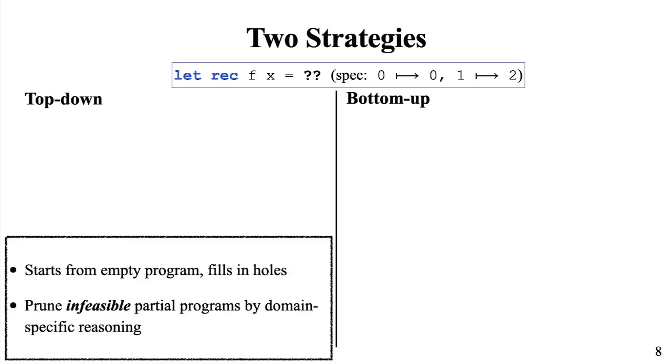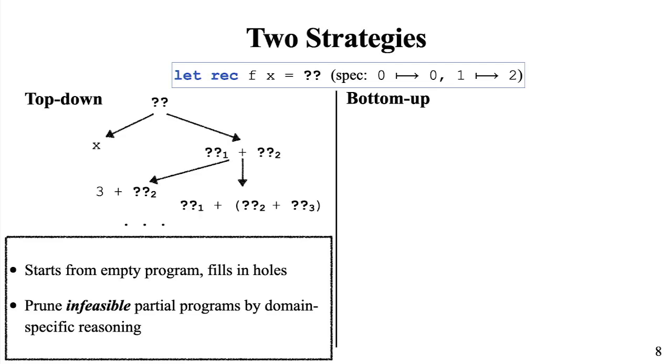In top-down synthesis, searching for the unknown body of the target function f, we start with an initial empty partial program and gradually fill in program holes. For example, the initial hole may be filled with parameter x or plus, and left one may be filled with 3, and right one may be filled with another plus, and so on. During such an exhaustive search, any infeasible partial programs that can never satisfy the specification can be pruned away. Such pruning methods often require domain-specific reasoning.